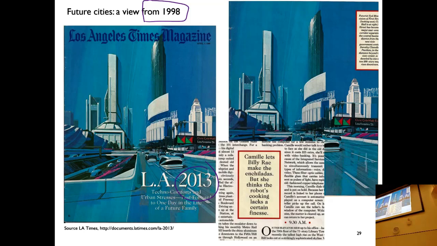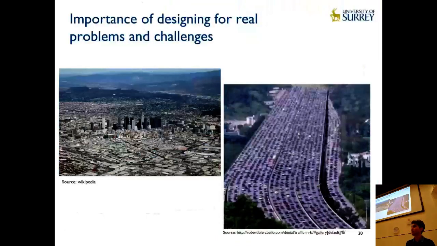When I looked at this article, it was interesting. They were assuming these would be 400-story buildings, and these are electric cars going around the city. A robot makes your lunch. This was the assumption around 20 years ago, looking at how our cities will look in future. Then I went and did a search on Los Angeles in 2013. That's the real Los Angeles in 2013.